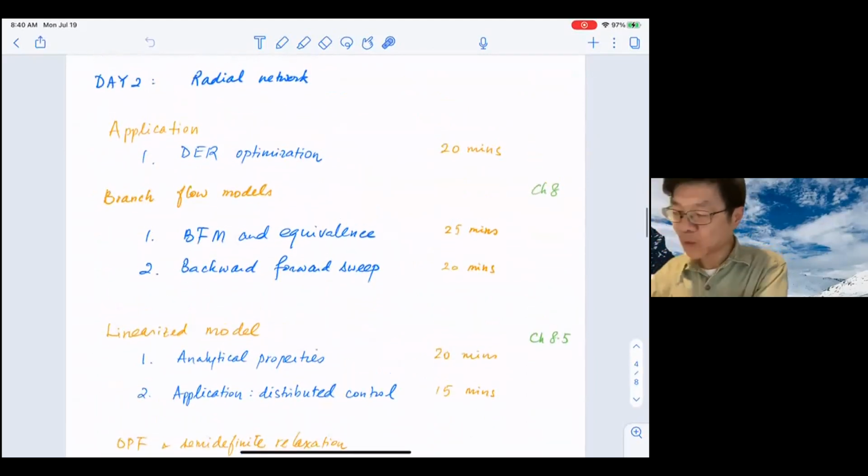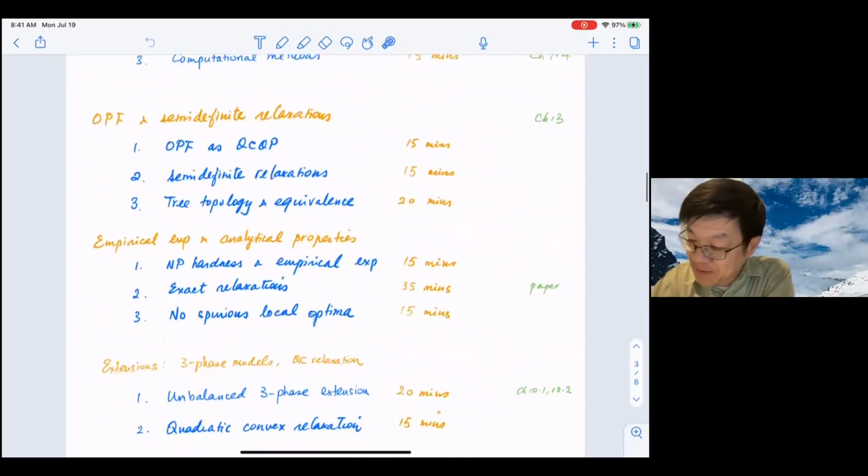Day 2 will cover a set of models that can be applied to general networks, but are particularly convenient for radial networks. It turns out this set of models, what we call branch flow models, are also numerically much more stable when we try to solve OPF at scale. So day one, we do have some simulation. We'll cover some simulations and talk very briefly about some applications, but mostly it is mathematical theory.